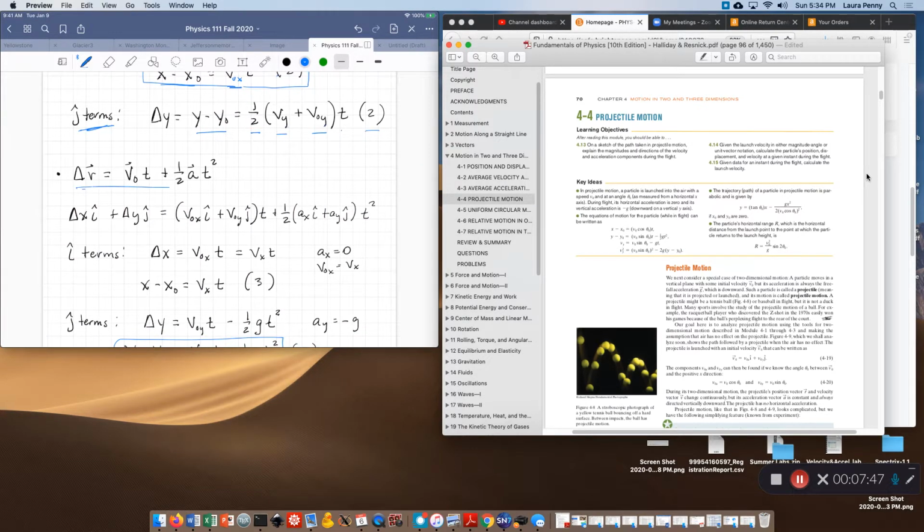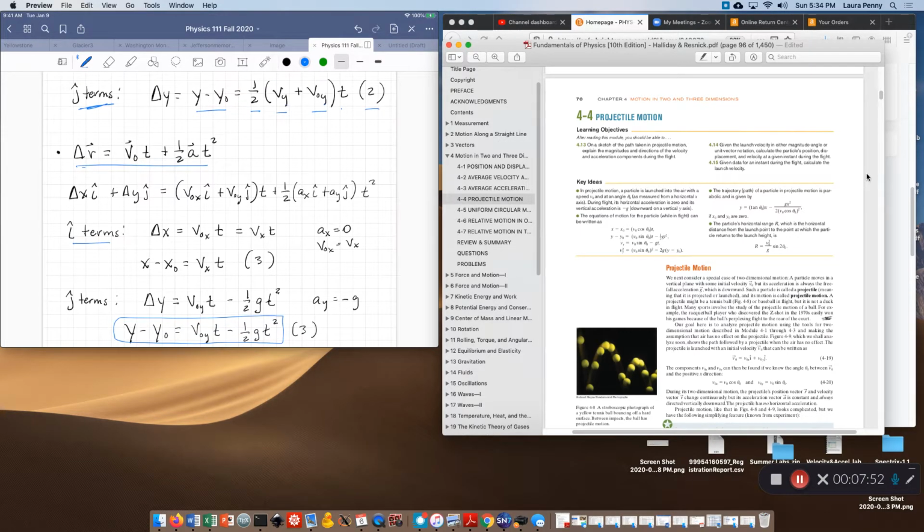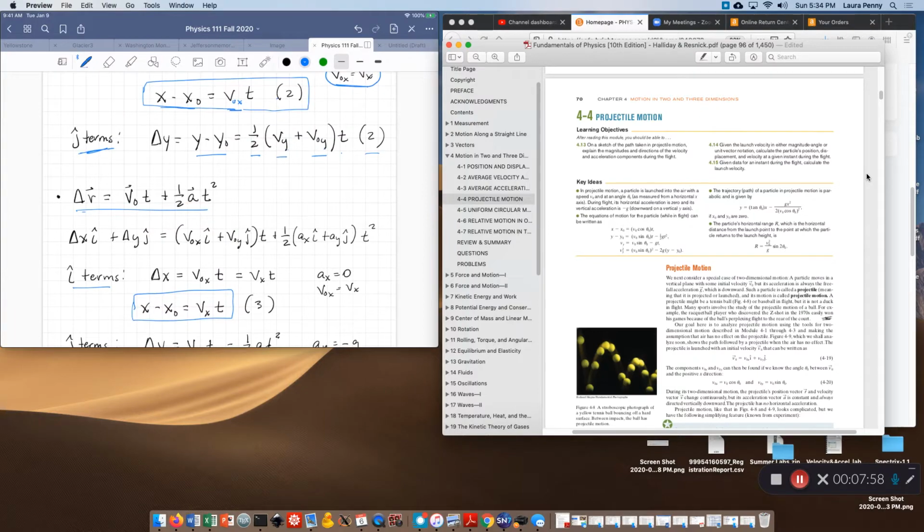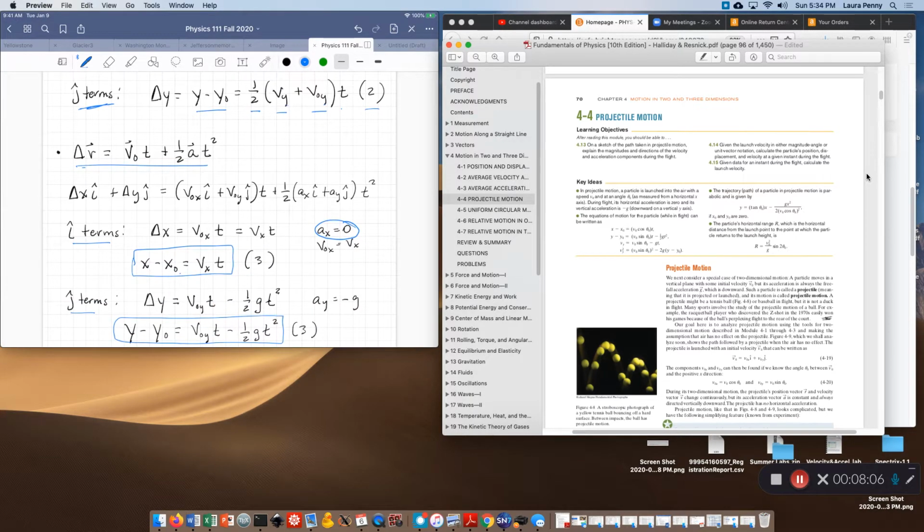The third equation that we used could also be written in terms of I hat and J hat. I get the exact same equation here as I did from equation 2. And this is again because the acceleration in the X direction is 0, we're getting essentially the same equation back over and over again. But the J hat terms give me a different equation. They tell me that Y minus Y naught is equal to V naught Y, so this is our difference here as we put that subscript Y on here, times time minus 1/2 G T squared. And that's my equation 3.